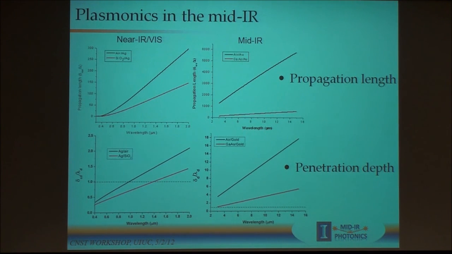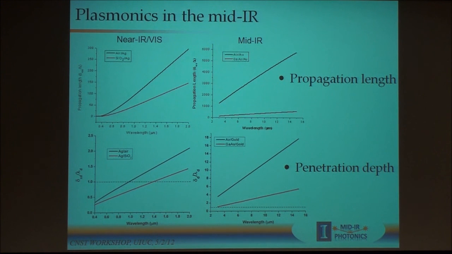But things are very different in the mid-infrared. So in fact, in the mid-IR, using traditional plasmonic metals, such as gold, you can't actually generate, or you can't support, a localized surface plasmon resonance. So I'm going to talk about some of the ways that we can work around that by making our own metals. But first I want to focus on these propagating surface plasmon modes.